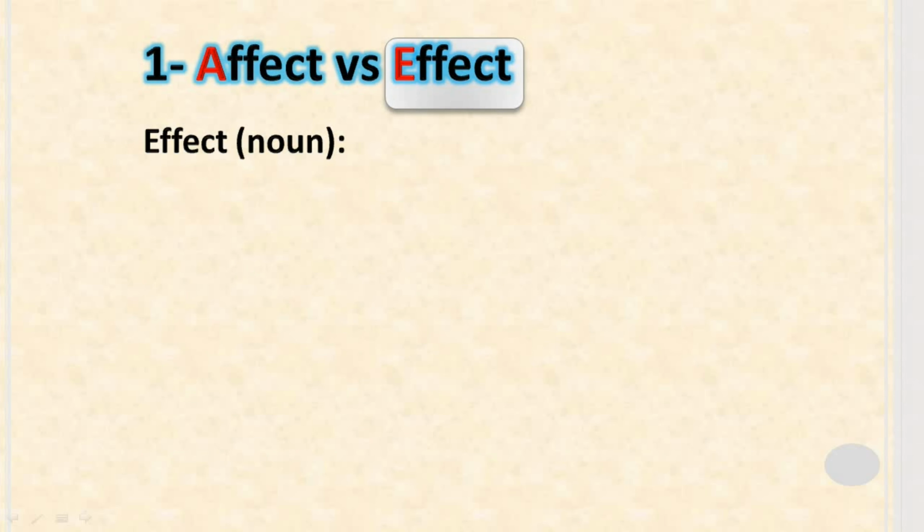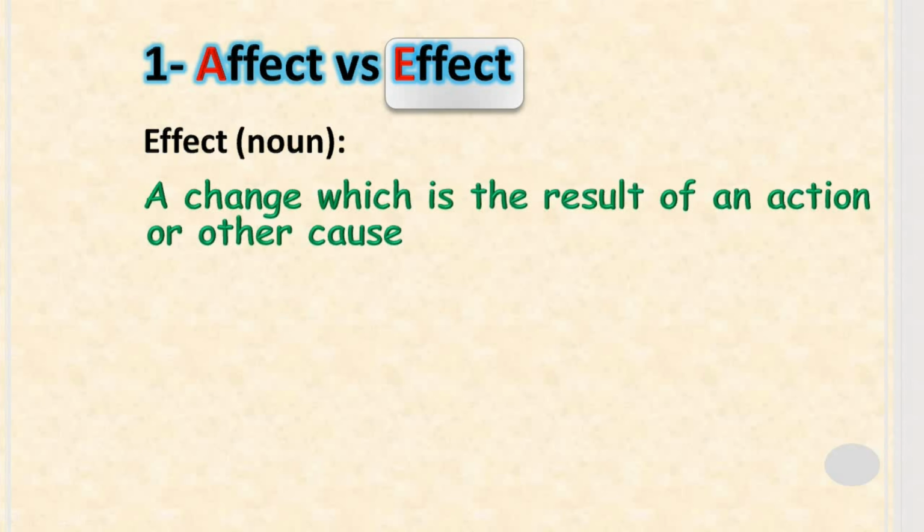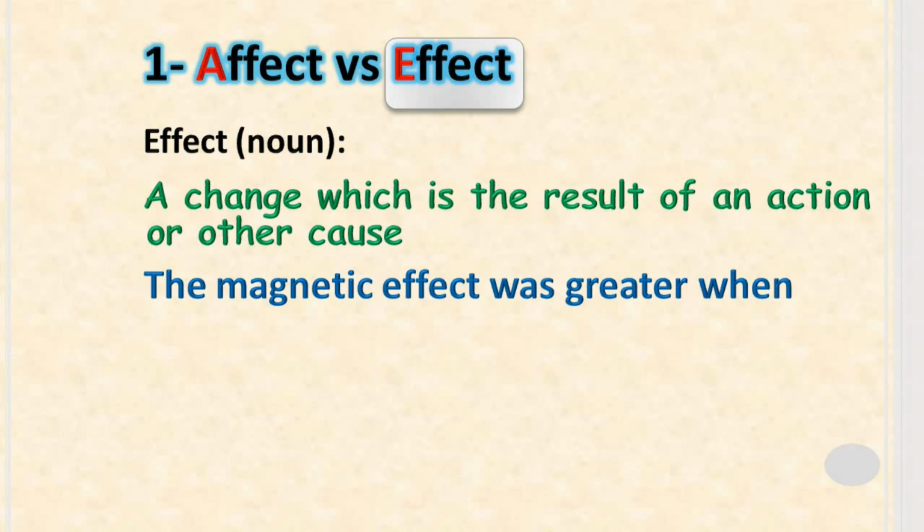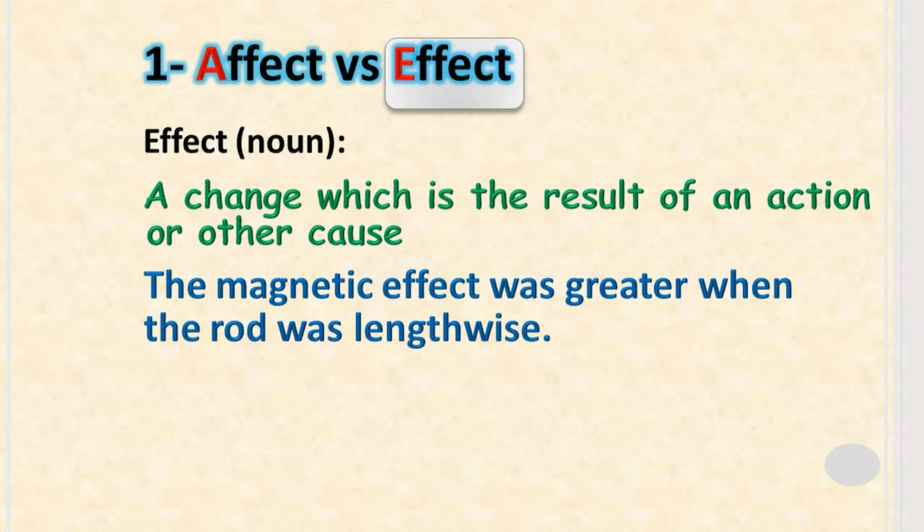Let's look at the second one, effect. Effect is a noun, a change which is the result of an action or other cause. So we use the word effect. Look at the example: the magnetic effect was greater when the rod was lengthwise. Magnetic effect. Here it is used as a noun and subject in the sentence.